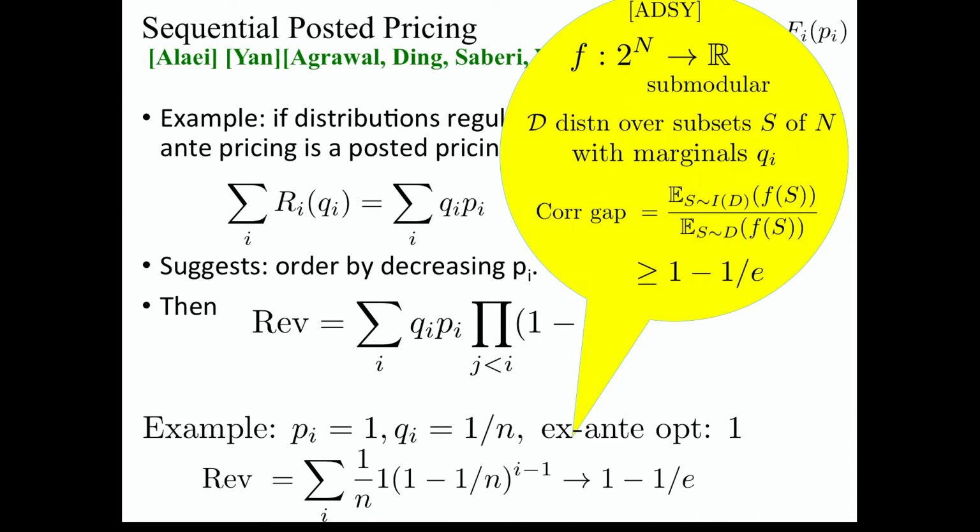So in this case, what is the submodular function? It's just the max over the prices in the subset. So it follows directly from this theorem that this mechanism, in which you take the solution to the ex-ante problem, post those prices, and approach them in order of decreasing prices, gives you a 1 minus 1 over e approximation.